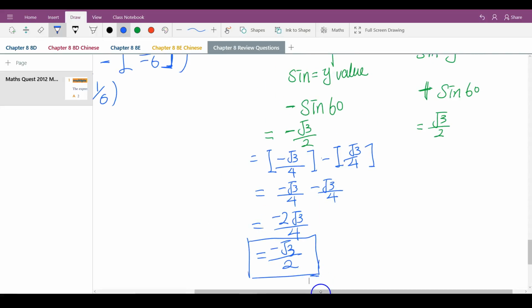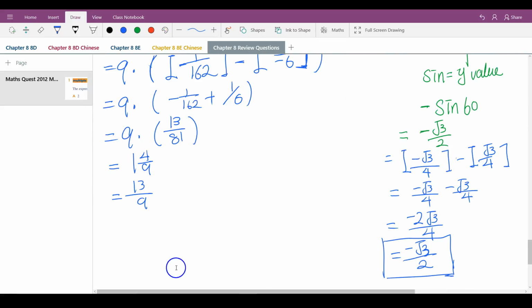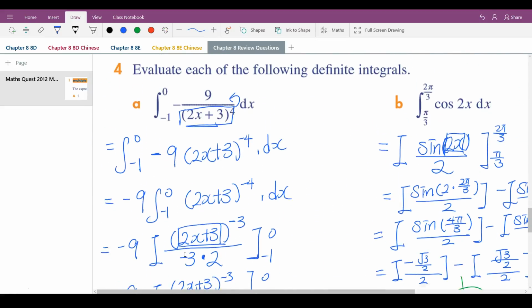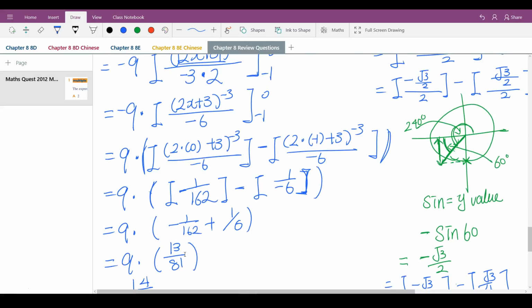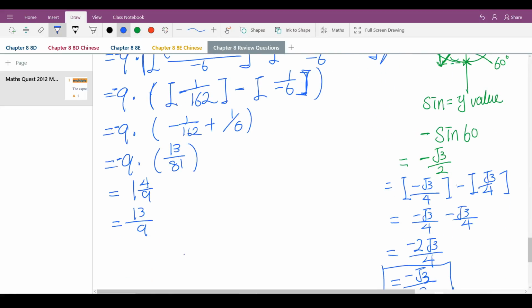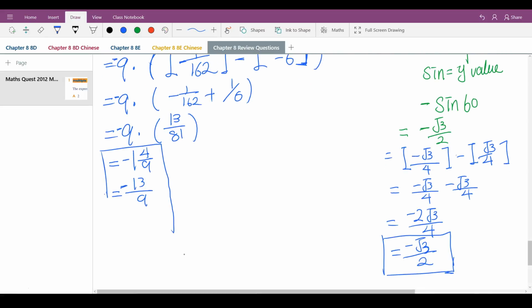Cool. Now I realized I made a mistake previously on 4a. You see here? This is negative, and all of a sudden it becomes positive later on. So this is going to be a negative here, negative here, negative here, negative here, and at the end, negative here and negative here. So that's the answer. Okay, sorry about that. Hey, at least I found out my mistake.